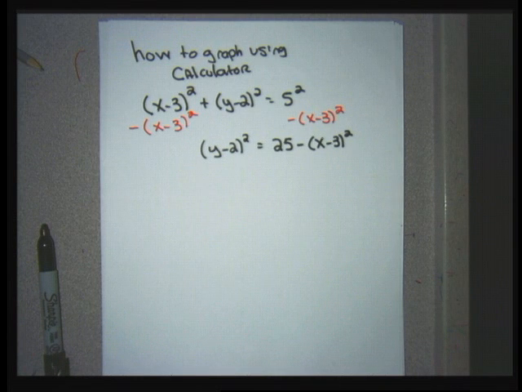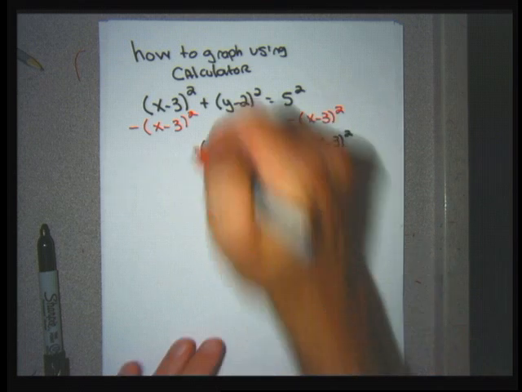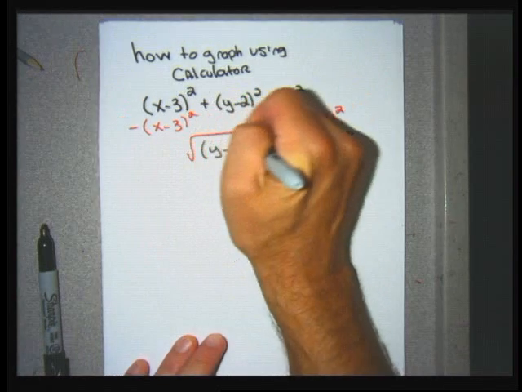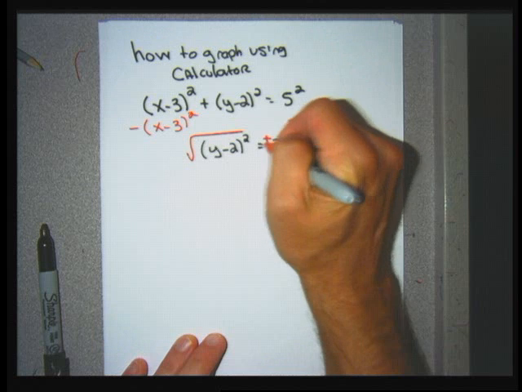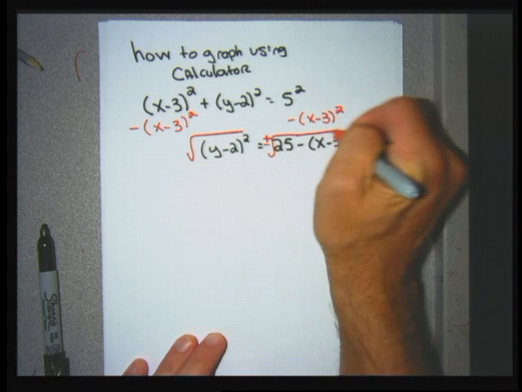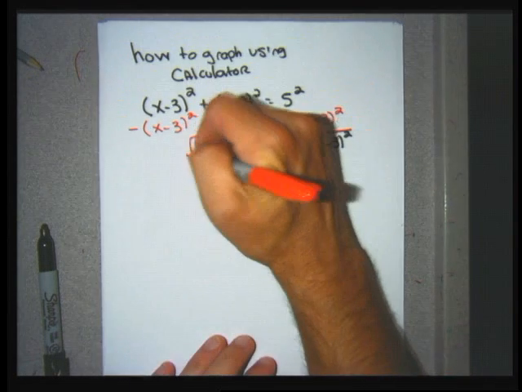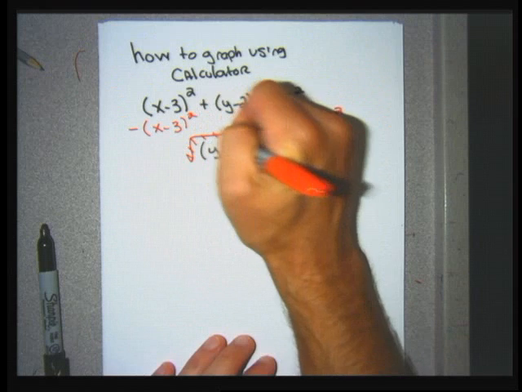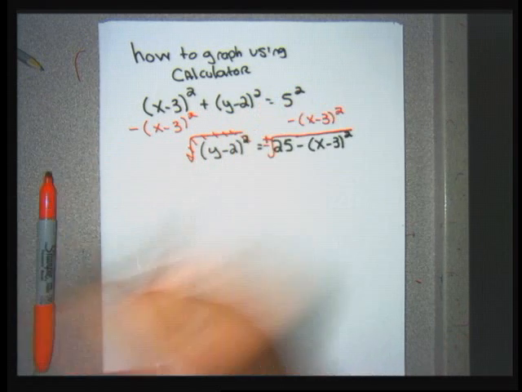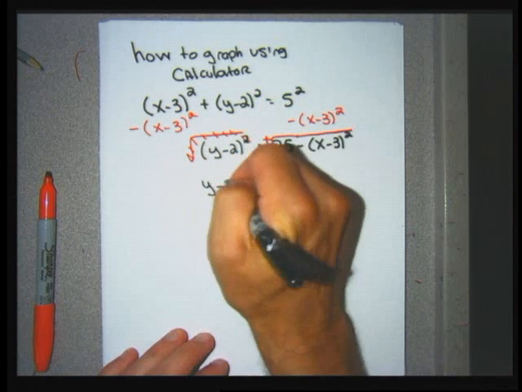Now I need to get rid of the square. To get rid of a square, you need the square root. And anytime I introduce a square root into a problem, I have to also introduce a plus or minus. So I took the square root of both sides. The left side, because it's just one quantity squared, the square root will cancel out the square and leave me with just the y minus 2.